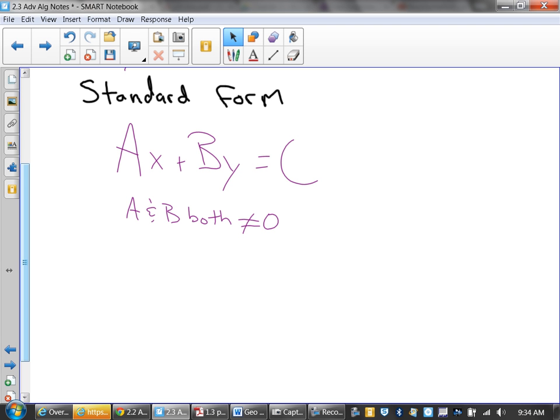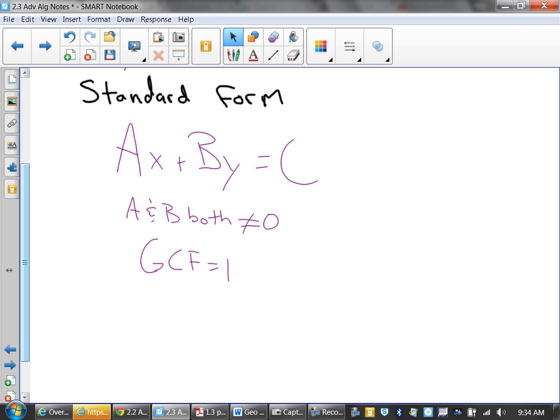The other part was the GCF. You remember that, right? You simplify A, B, and C. So for example, if it was 12x plus 6y equals 18, you can divide them all by 6. You can simplify them through. It's something like that. You guys have all seen that before.